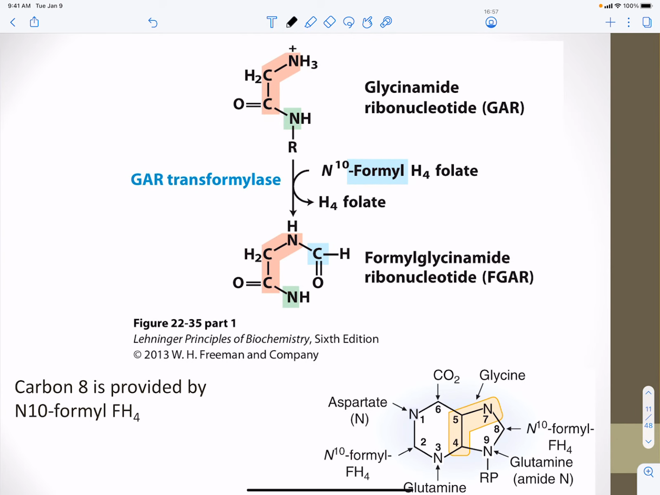Okay, so then the next part is you're going to have your carbon 8, which is going to be donated by N10 formyl tetrahydrofolate. So we're over here. And so that's going to give you your carbon 8, and this is by a glycinamide ribonucleotide transformylase. And so it just adds that folate. And then you regenerate your tetrahydrofolate, your H4.